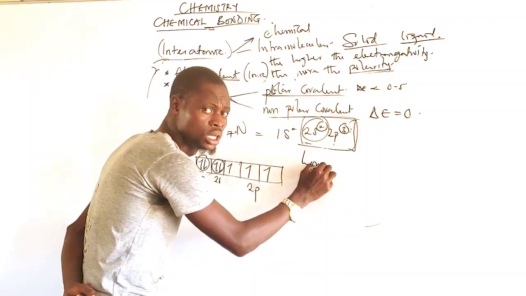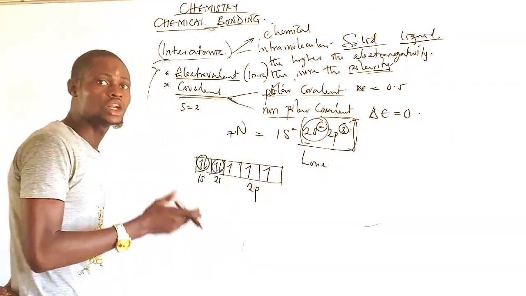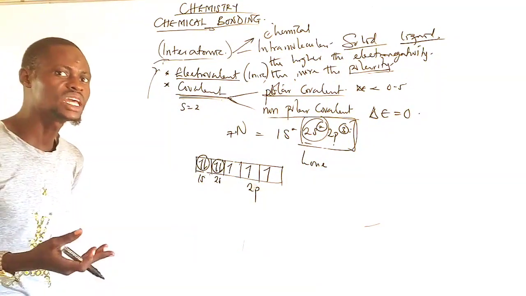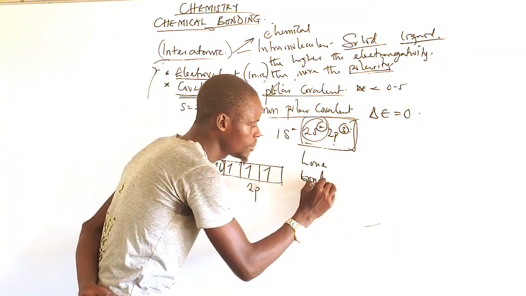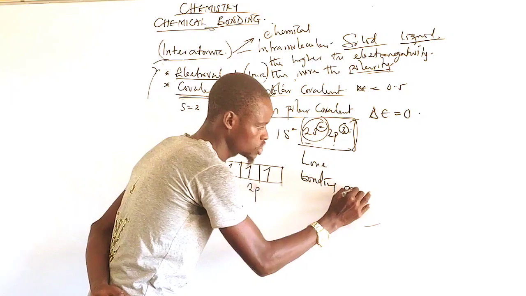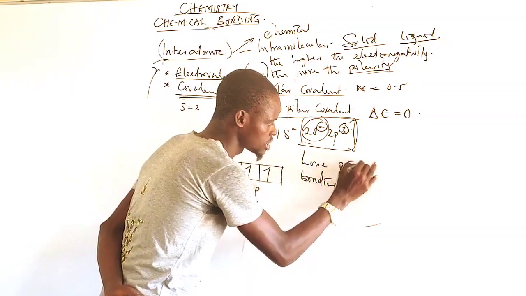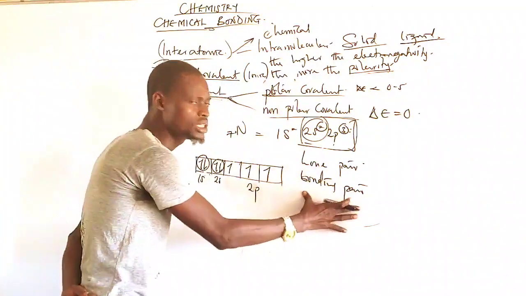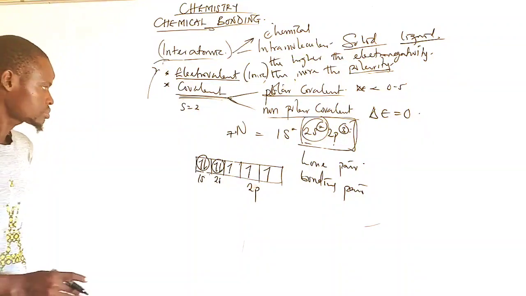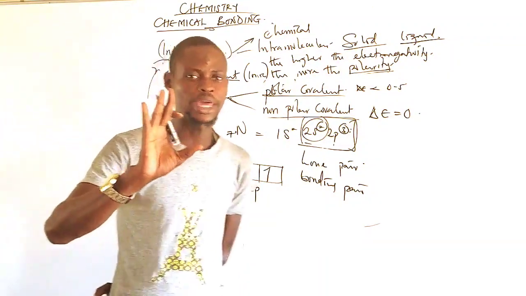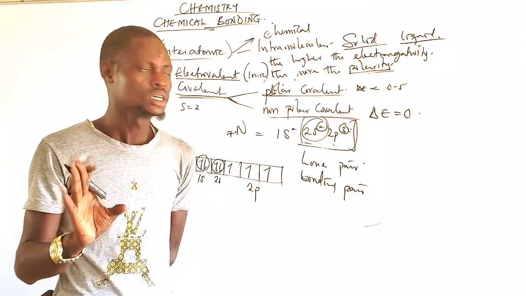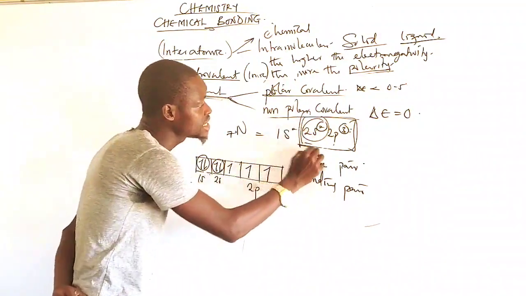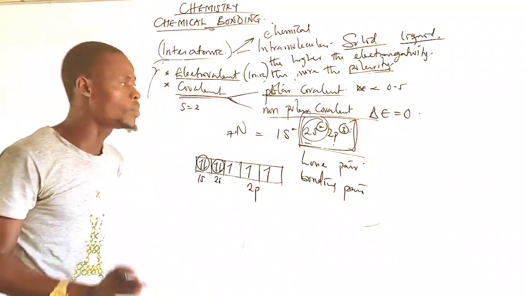What is the difference between a lone pair and a bonding pair electron? I want you to take note of this. We normally have a lone pair and bonding pair in the valence shell. Are you getting me? Now, my valence shell now is this. This shell is not complete.